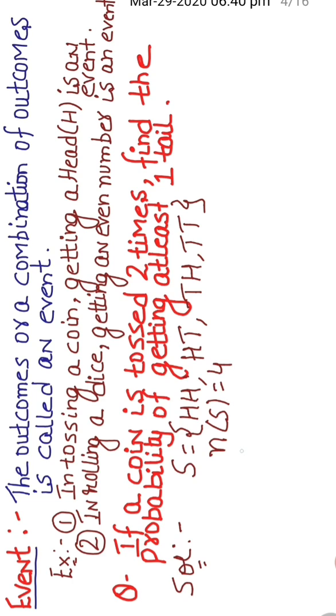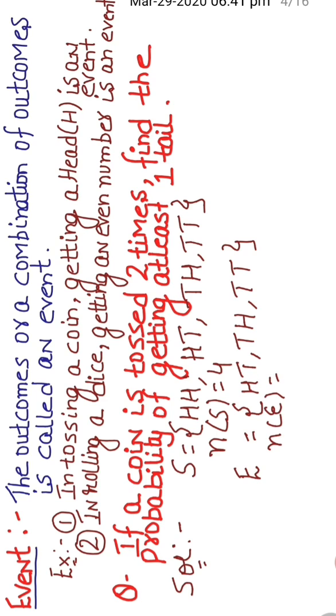Now our event E is getting at least one tail. That means in the outcome there should be at least one tail and can be more than one tail. So we have to include those outcomes having one or two tails. So here favorable outcomes will be HT, TH and TT. So there are three favorable outcomes. Now, as the formula for theoretical probability states, probability equals number of favorable outcomes divided by total number of outcomes.